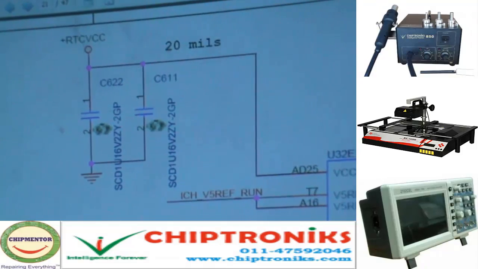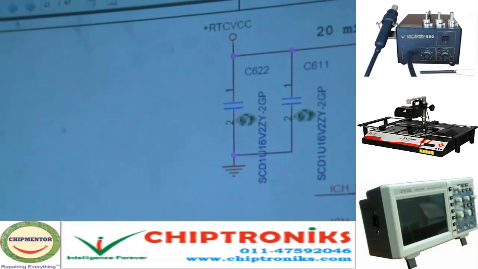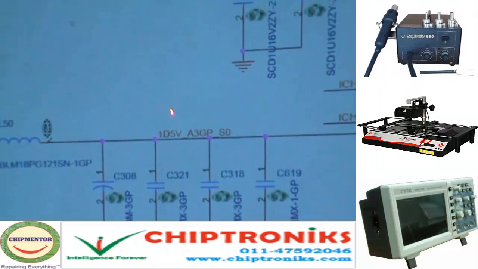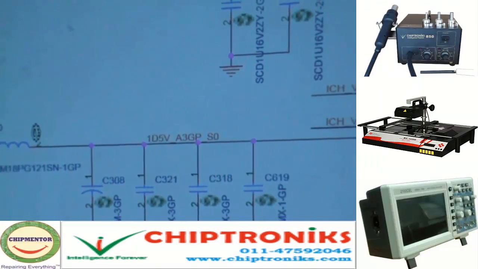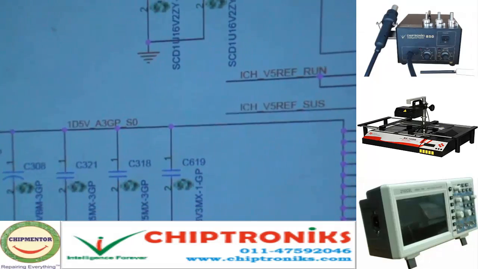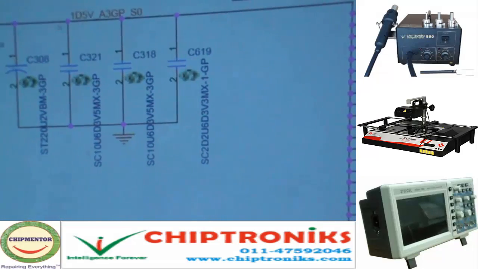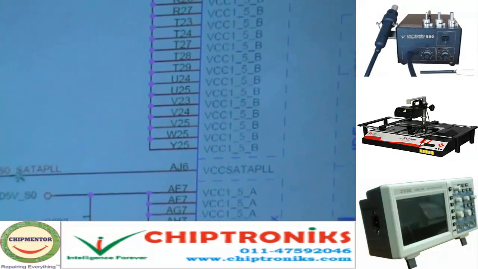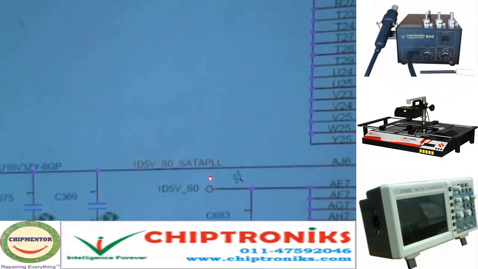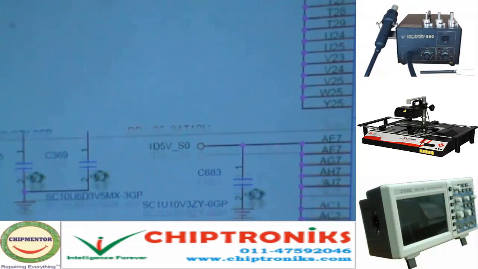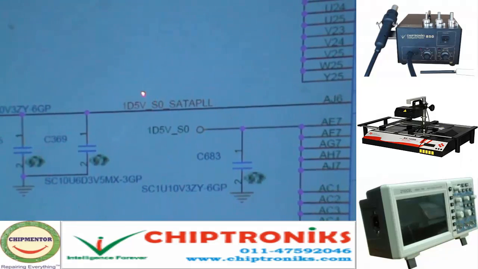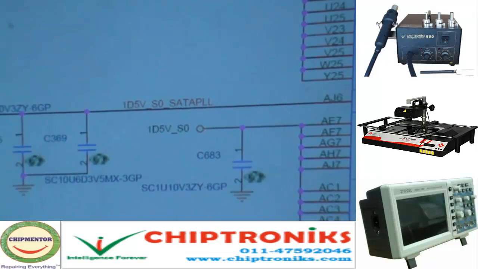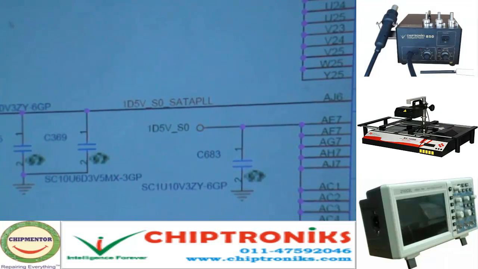Then again, this is voltage 1D5 AGP, that is 1.5 volt, required for the operation of AGP, accelerated graphic processor. Again here, 1.5 volt SATA PLL for the operation of the SATA connection. If this voltage is missing, then no SATA controller will work. So when we get an error like your SATA hard disk is not working, this is the starting point.